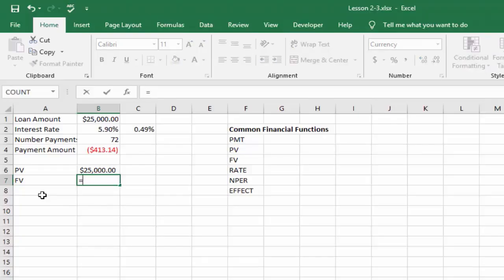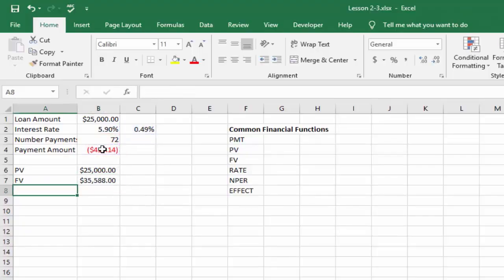So I'll enter FV as my function, have the same set of arguments, so I have the monthly interest rate, number of months I'm going to save the money, and my payment amount. We're going to ignore the PV and the type arguments again. When I hit enter, notice that if I were to save $413.14 a month for 6 years and earn 5.9% on that money every month, that I would save $35,588 at the end of the 6 years. I would have that much in my savings account.